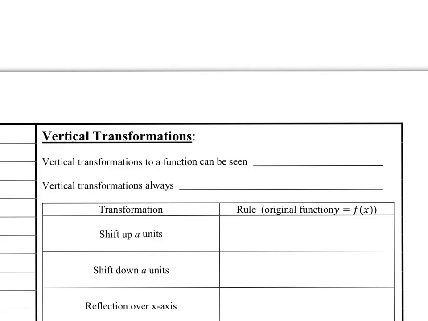Alrighty, so let's go through and summarize this so the video doesn't get really, really long. So vertical transformations to a function can be seen outside the parentheses. Sorry for the noise in the background, right next to Mr. Klein's room, so that's what you're hearing. Vertical transformations always are the same as what you'd expect.